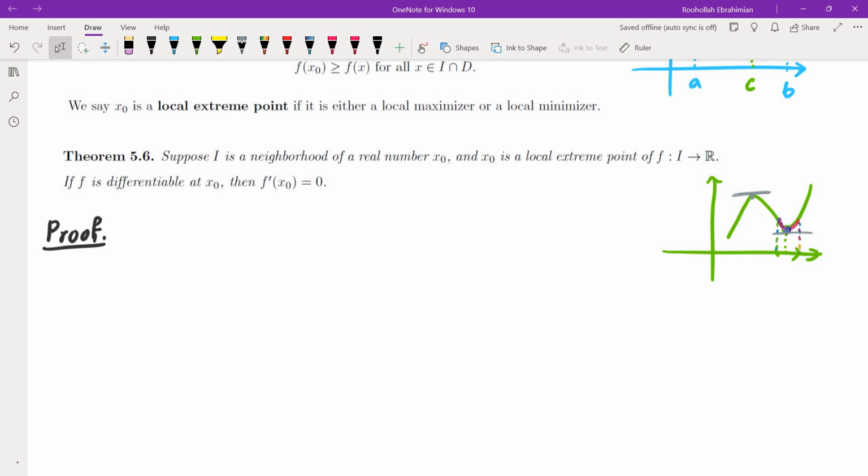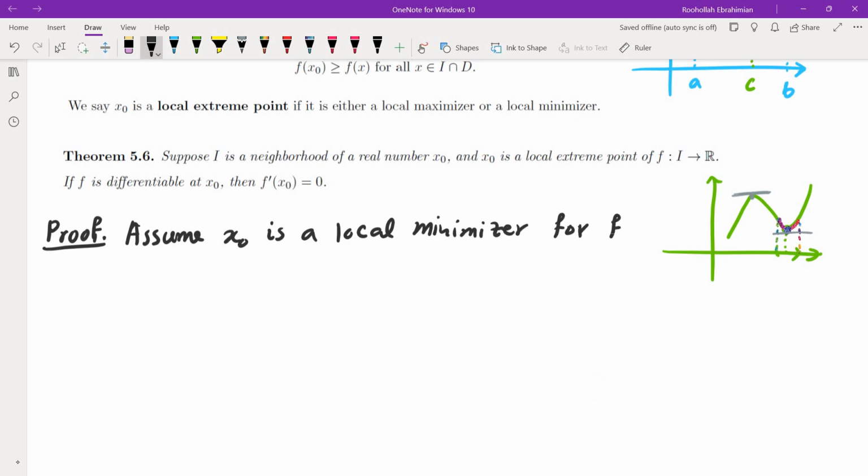Let me just assume that f has a local minimum at x naught, or x naught is a local minimizer. So assume, and then for local maximizer, the proof would be nearly identical. You just have to flip some of the inequalities. So assume x naught is a local minimizer for f.